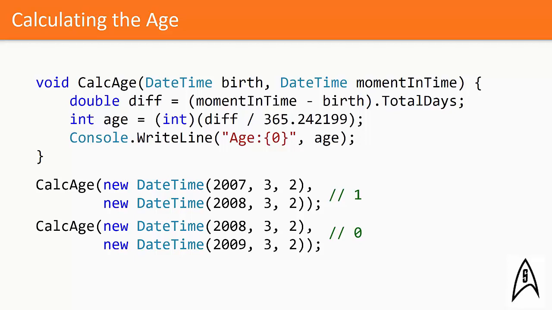Another problem with this function is that it relies on the current date and time. We don't know whose birthday it is. Depending on the time zone, a difference of one day may easily occur.